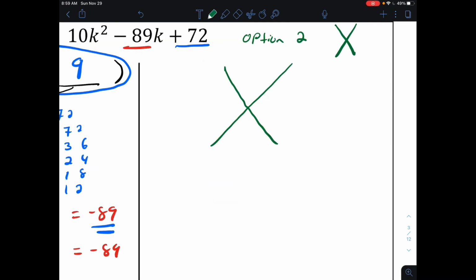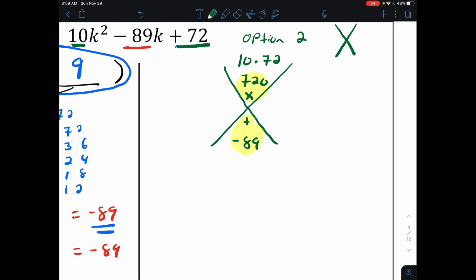All right, option 2 is to do that X method. So since I have a number in front of the squared term, I'd have to multiply the 10 and the 72 together to get what my product is that I have to work for. So that's 720. And the two numbers that multiply together to make 720 that add together to make negative 89, that's going to be the challenging part of this operation, figuring out what those pairs of numbers are going to be.